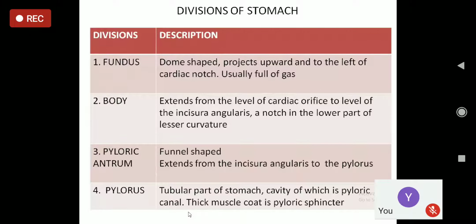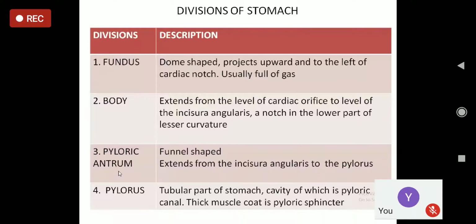Okay, so simply remember three parts of the stomach known as fundus, body, and pyloric part. According to some authors, if you go through your textbook, the fundus and body in combination are known as the cardiac part of the stomach, and then the pyloric part of the stomach. But for now, just remember fundus, body, and pylorus. Okay, are you clear about the parts of the stomach?